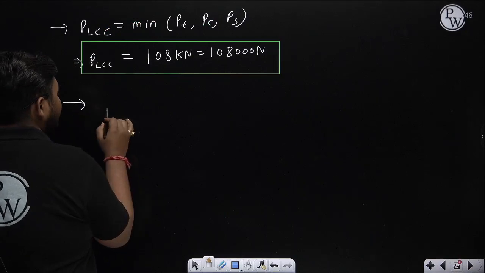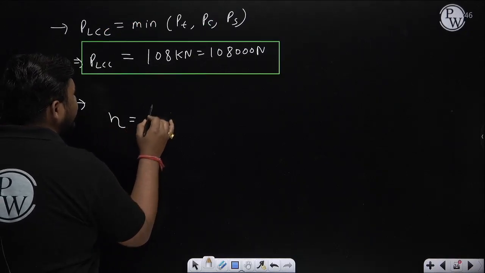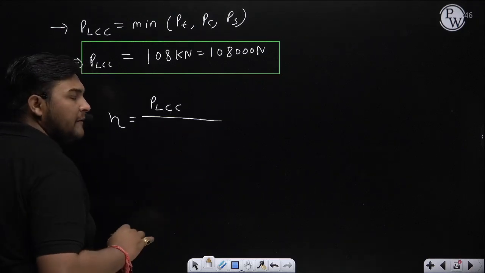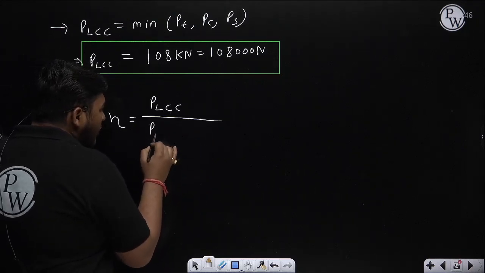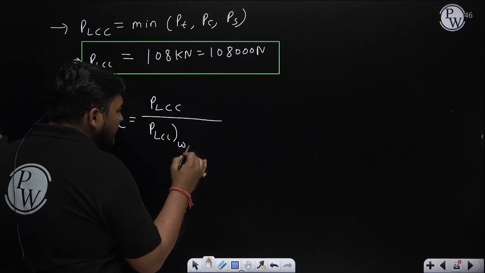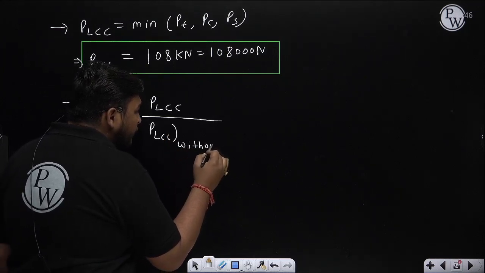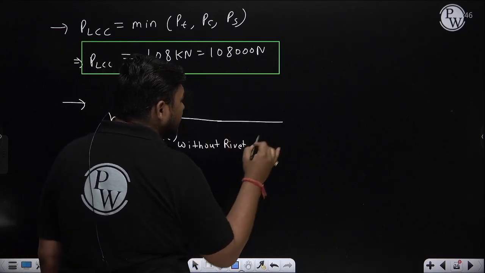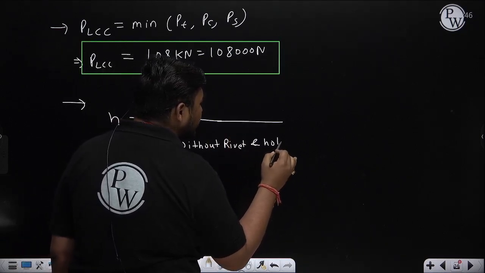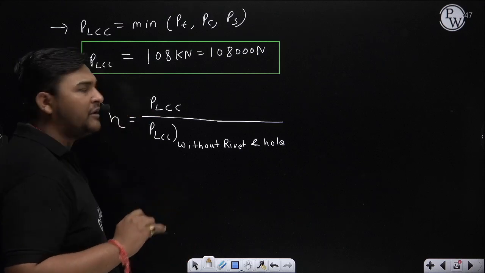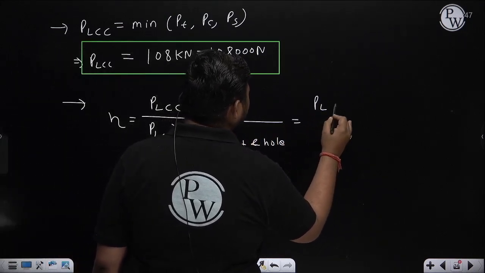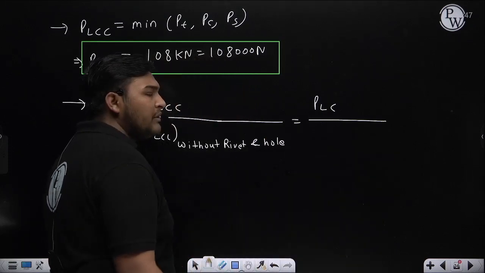Now what is the expression of efficiency of a riveted joint? It is the actual load carrying capacity of the system, which we have already calculated, upon the load carrying capacity of the system or of the plate without rivet and hole. And what will be the expression of load carrying capacity of the system without rivet and hole? That I have already derived or explained to you. Now actual load carrying capacity we have calculated. Now on the below side we will take load carrying capacity without rivet and without hole.